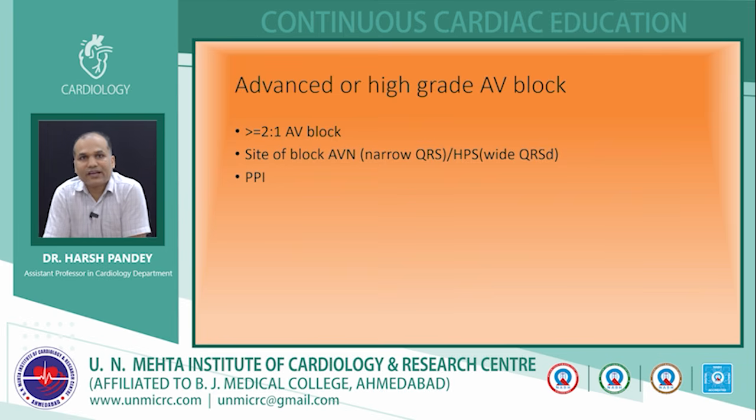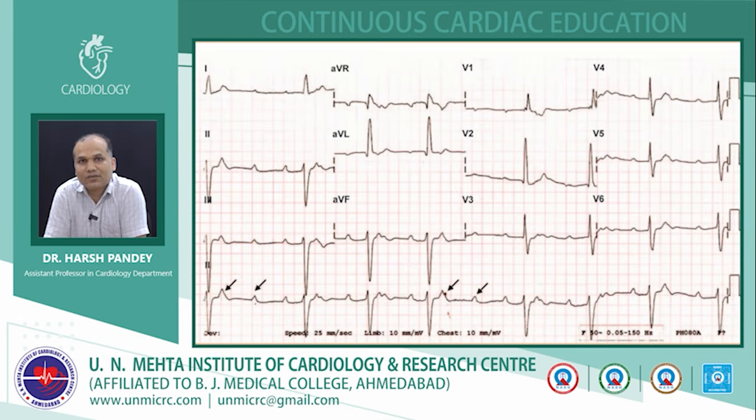Coming to the advanced or high grade AV block, it is termed so when more than 2 P waves are not conducted, and the site of block could be at the level of the AV node or at the His-Purkinje system. They usually require a pacemaker. So this is a high grade AV block where 2 P wave beats were not conducted, and the third beat was conducted.